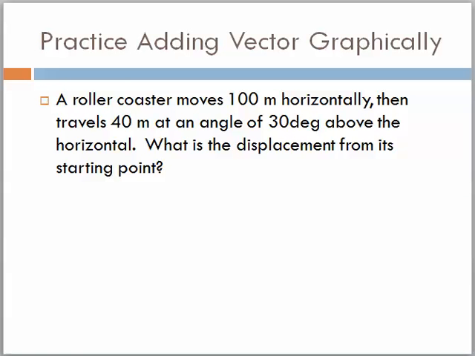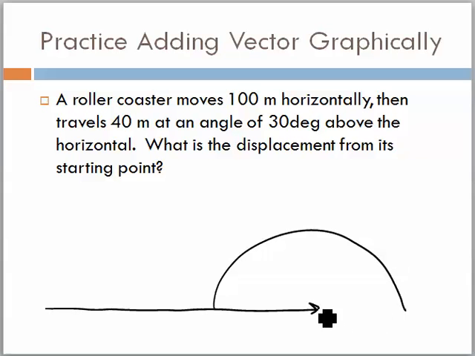Okay, here's our last example I'm going to work out for you. On here, it says we have this roller coaster. It's traveling 100 meters horizontally. Then it travels 40 meters at an angle of 30 degrees. So I would stick a protractor on here, and I would measure, and let's say that approximately is 30 degrees. So I would measure from here then 40 meters.